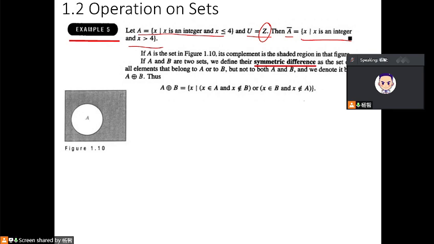Can you understand example 5? If A is equal to the set of elements smaller than 4, then the complement of A is the set of elements bigger than 4, because all these elements do not belong to A. Is that right?